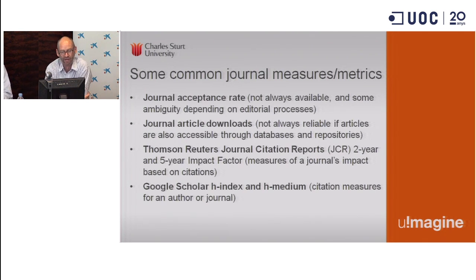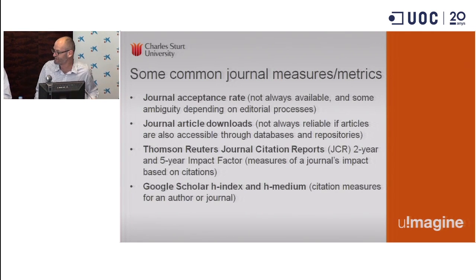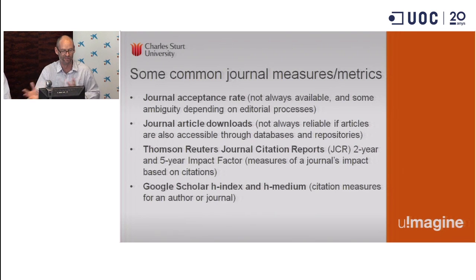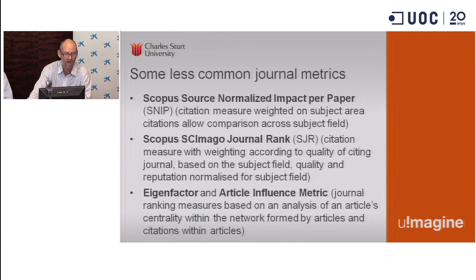The Google Scholar H-Index and H-Median are newer measures, and they've only been out in the last year or so, but I want to go into those in a bit more detail as well, because I like the idea of including one of the closed commercial measures and one of the open measures, just to show that we've got a few different ways that we can get access to the data. Of course, Google are commercial, but they're commercial and open.